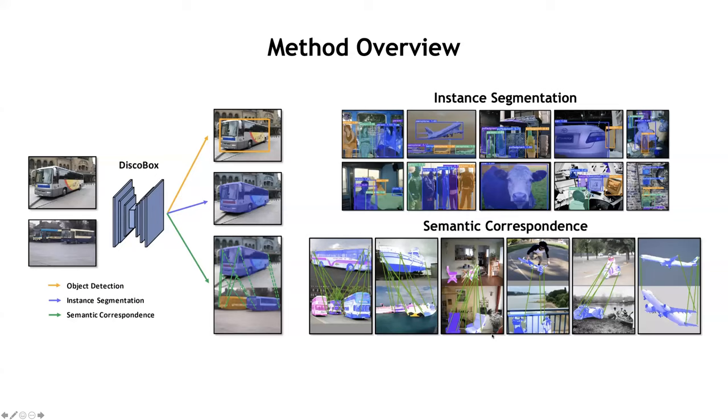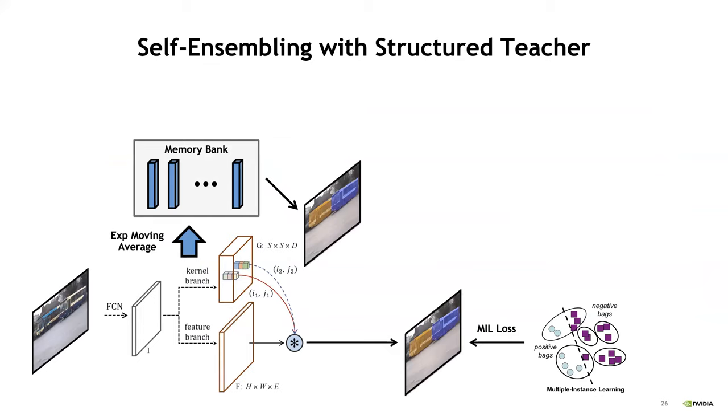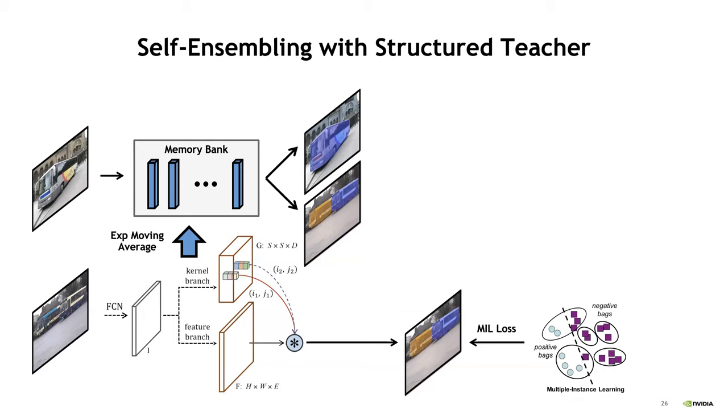So the way we go about doing this is, for instance segmentation, to create multiple instance learning problems. With the bounding box, we can create the positive and negative bags and train with this. And then for correspondence, what we want is to also compare against different images. So we'll have a memory bank, and from that we can retrieve these different images for the same class.